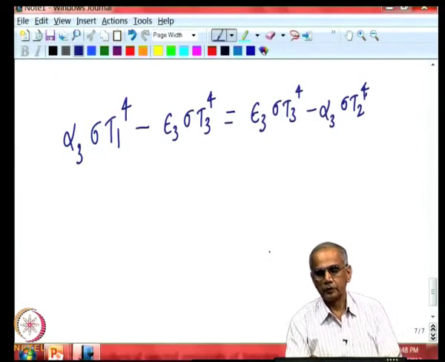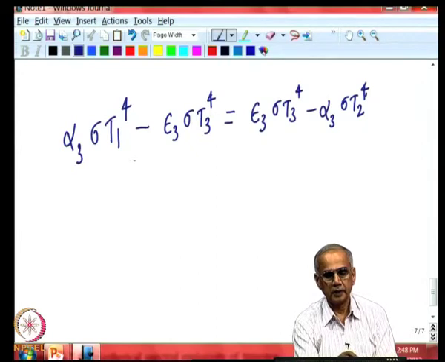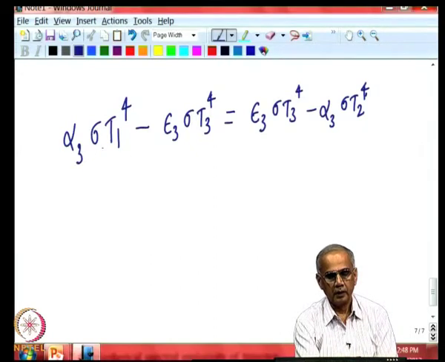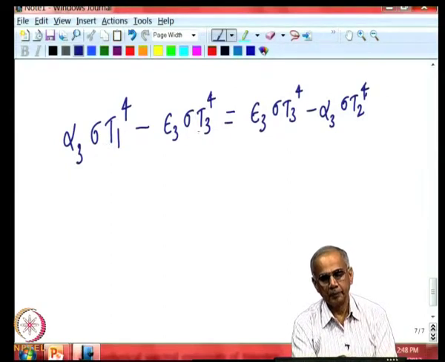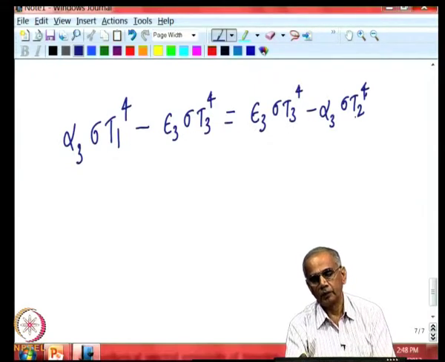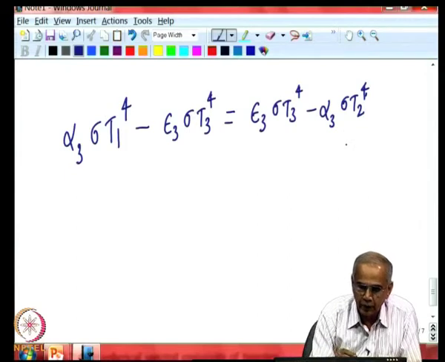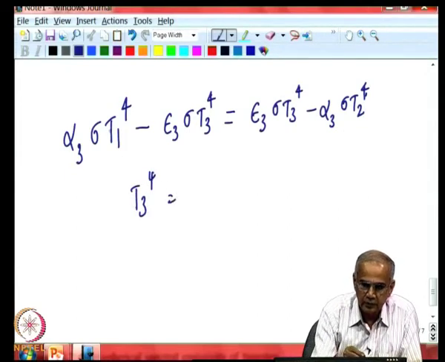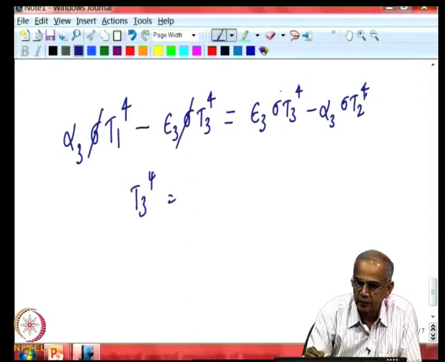Let me just clear that a little bit. So, the balance is that the radiation emitted by 1, sigma T1 to the power 4, absorbed by 3, minus what is emitted back by 3. This flow has to be equal to the radiation emitted by 3 and what is coming back from 2, which is sigma T2 to the power 4 and absorbed by 3. So, if you finally write down what is T3 to the power 4, notice that sigma will cancel out on both sides.